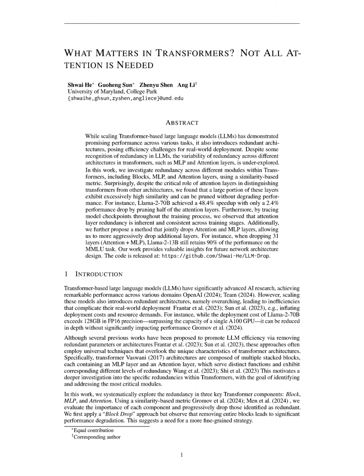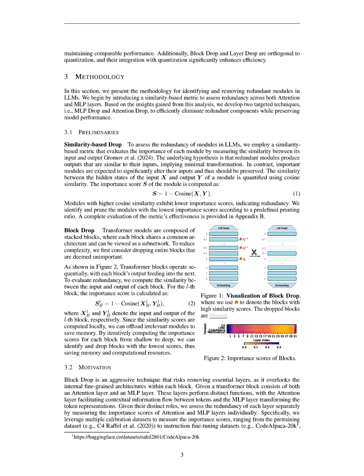A specific example demonstrating the application of our method can be illustrated using the Llama 2-70B model. We begin by employing a similarity-based metric to assess the redundancy of the model's components, particularly focusing on the attention and MLP layers. For instance, we compute the importance scores for each attention layer by measuring the cosine similarity between the input and output, identifying layers with high similarity as redundant.